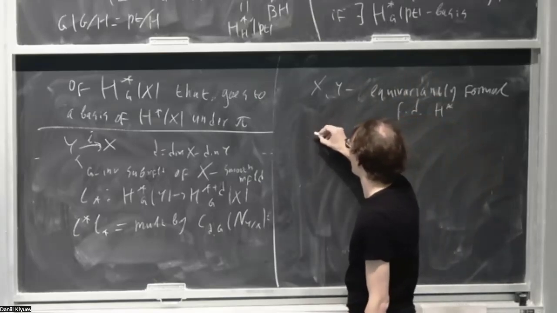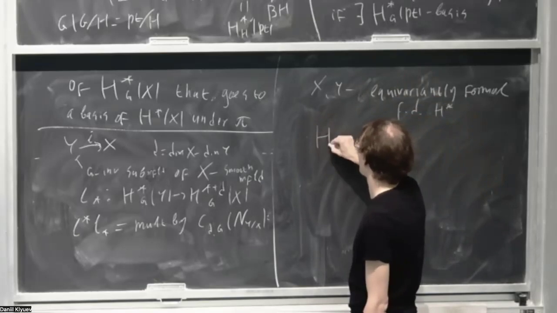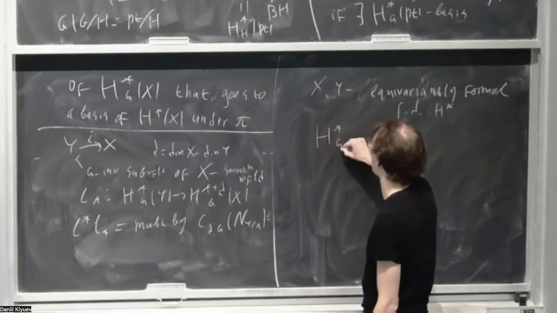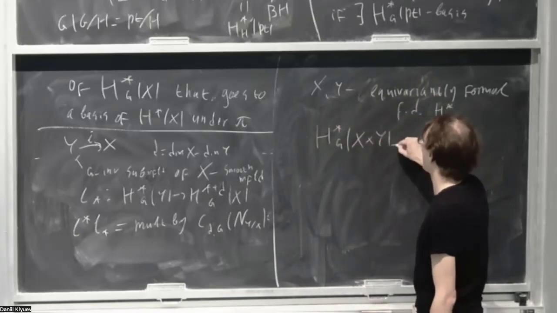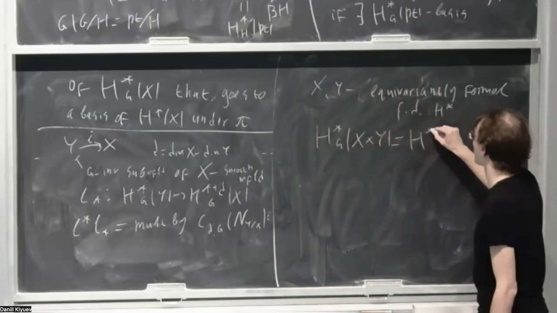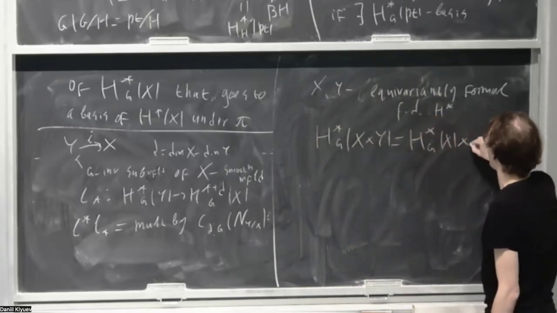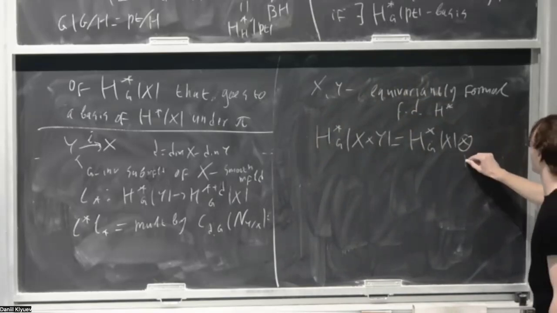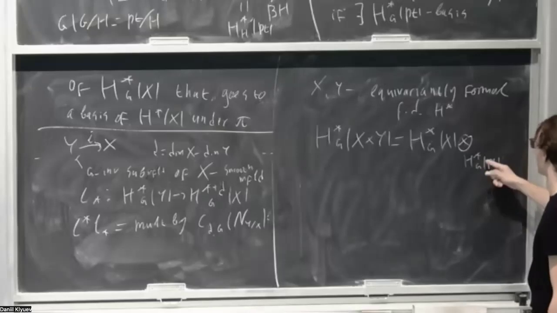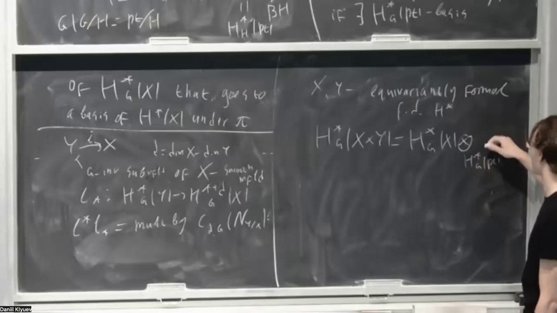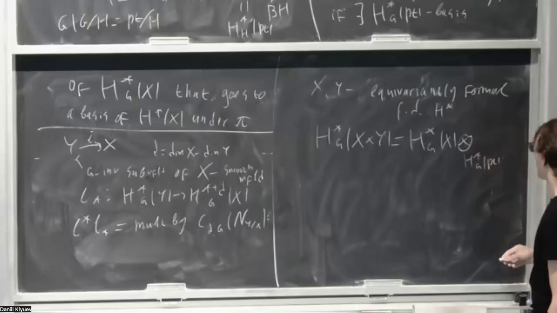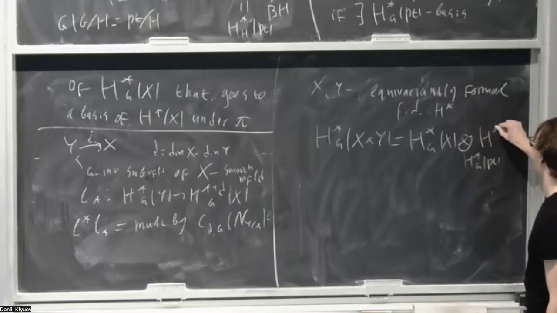Then we have the equivariant unit. So H star G of X is the tensor product of H star of X over this coefficient ring that is everywhere, which is H star G of a point.